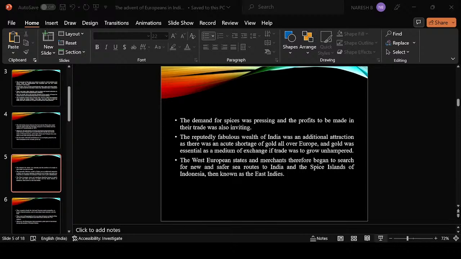The successors of Albuquerque established Portuguese settlements at Daman, Salsette, and Bombay on the western coast, and at Santhome near Madras and Hooghly in Bengal on the eastern coast. The story of Madras is a very important story.